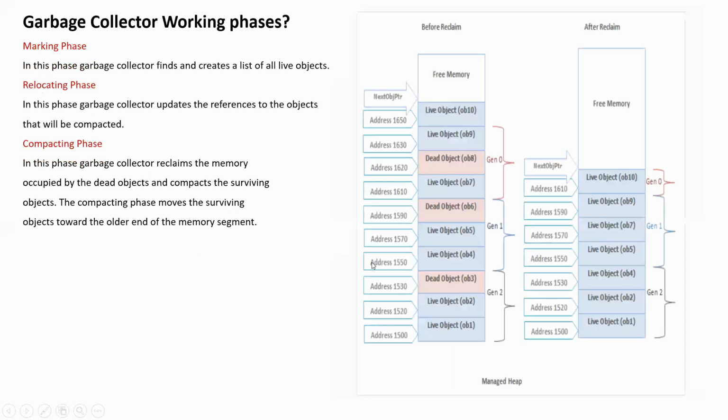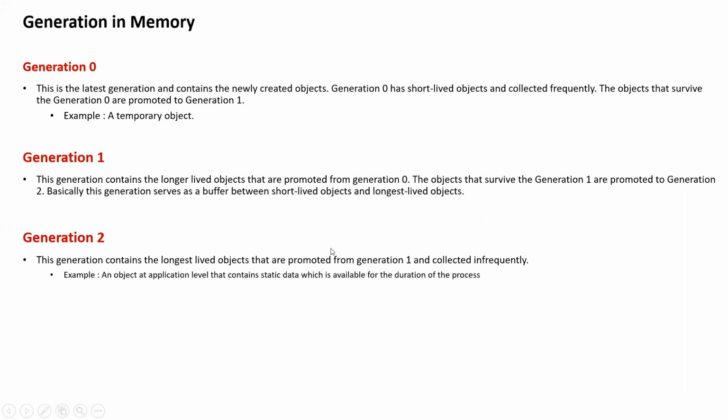These 3 are interrelated basically. Generation 0 contains the latest, recently created objects, which are later promoted to generation 1. Generation 1 has been promoted from generation 0 and has some longer-lived objects. Then generation 2 has been promoted from generation 1 and also has longer-lived objects.